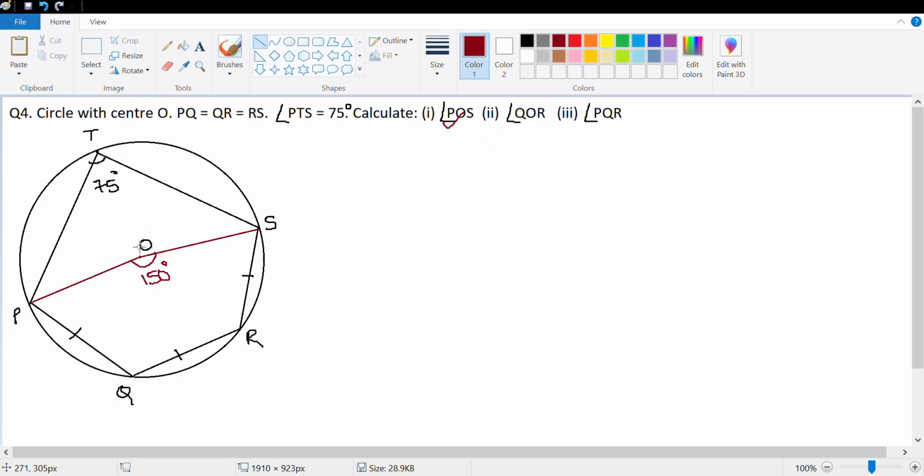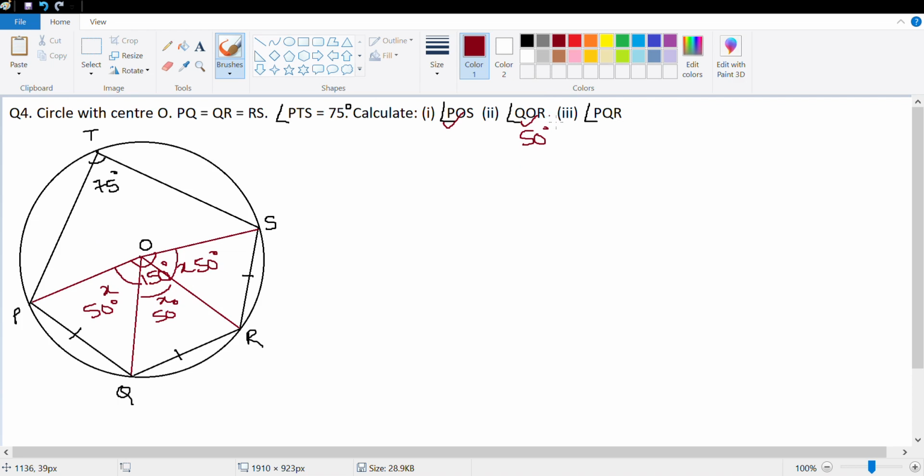Next, QOR. So let's join QO and RO. Since these are equal chords, they subtend equal angle at the center. So this is 3x, which is equal to 150 degree, which means x is equal to 50 degree. This is also 50 degree, and this is 50 degree. We need to calculate QOR. So we have calculated QOR, it is 50 degree.